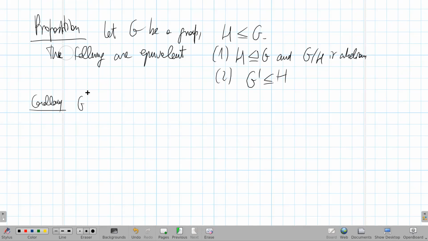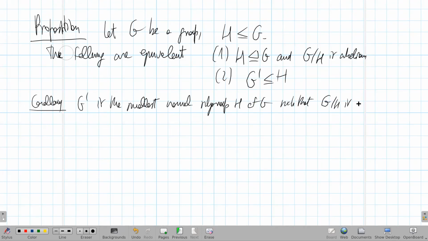So G prime is the smallest normal subgroup H of G such that G over H is abelian. Okay, this should be clear because G prime is contained in every normal subgroup of this form. Let's see how to prove this. So, well, the corollary is somewhat immediate. So let's see the proof of the proposition.